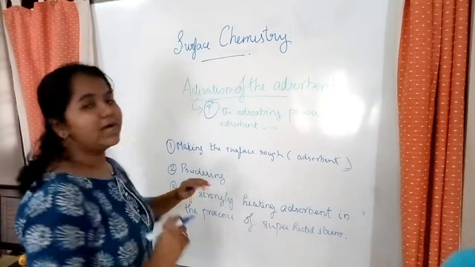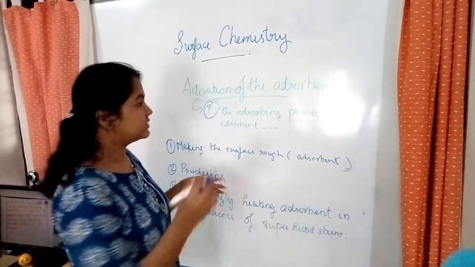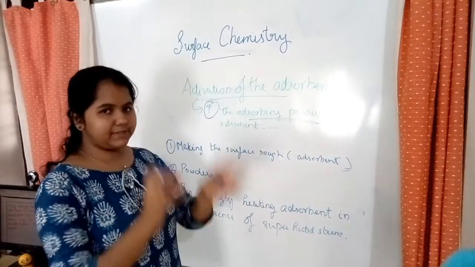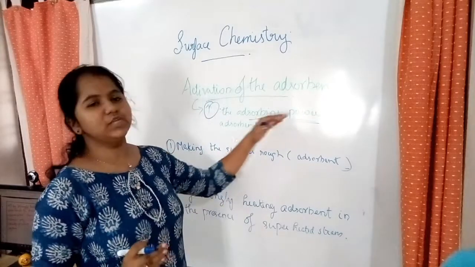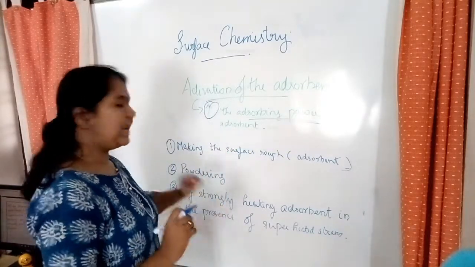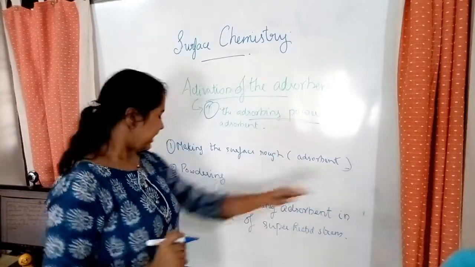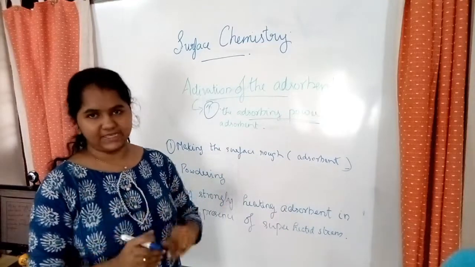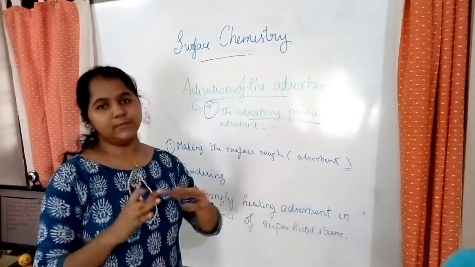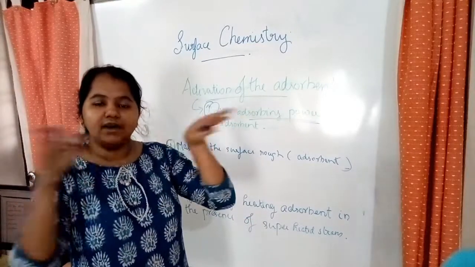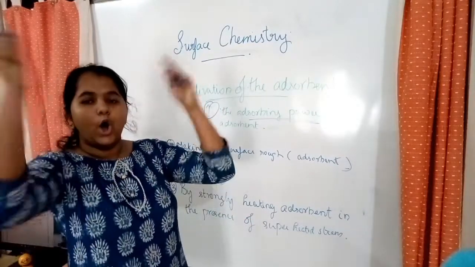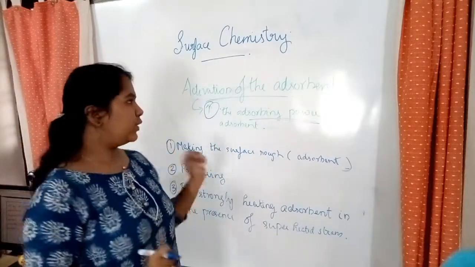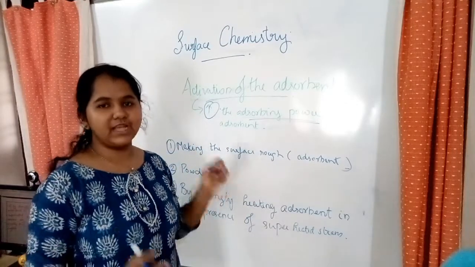The second way is powdering. I told you as surface area increases, the adsorbing power would increase. So after powdering there is a lot of surface area, so adsorbing power also increases. The last one is strongly heating the adsorbent in the presence of superheated steam, so as to remove the impurities present in it. After the removal of impurities, there is a proper surface, so that all these gaseous molecules around it could be adsorbed. So that is all about the factors.